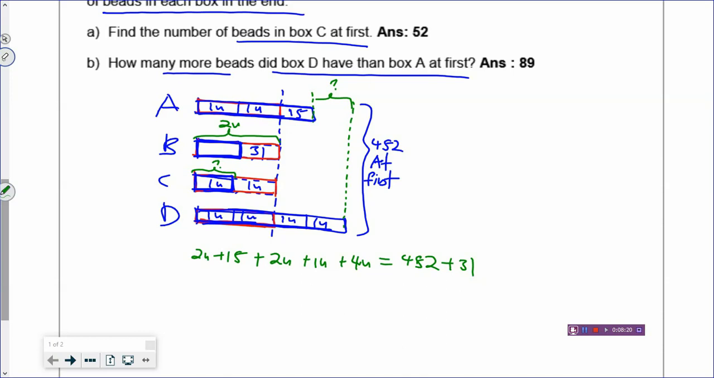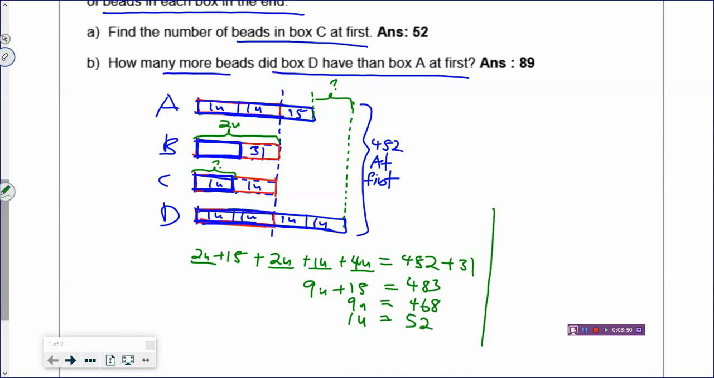Okay, now what do we do next? Let's add up the units. So 5 plus 4, there will be 9 units and 15, which is equal to 452 plus 31. And you get 483. Then you have 9 units, which is 483 minus 15, and you get 468. So your 1 unit is 468 divided by 9. So your 1 unit is 52.